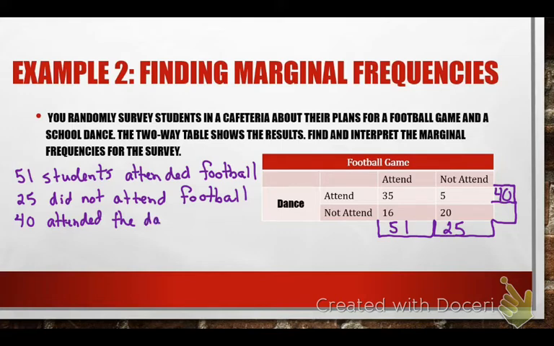Where did the dance come from? They ask people who's going to the football game and who's going to the dance. It's the category. It's up here. So how many went to the football game? How many went to the dance? So 40 attended the dance. How many did not attend the dance? 36. 36 did not attend.